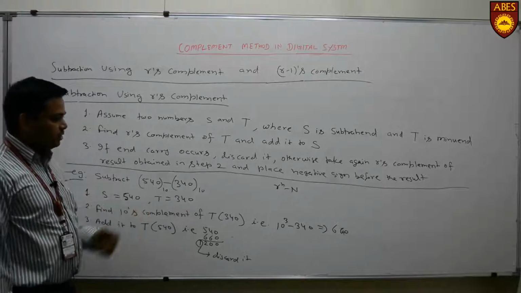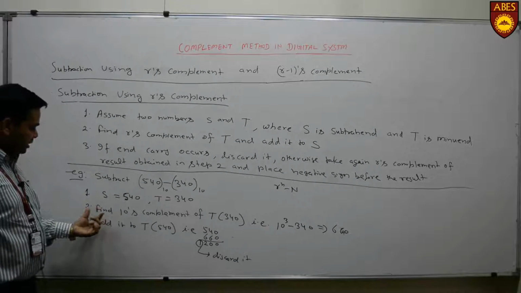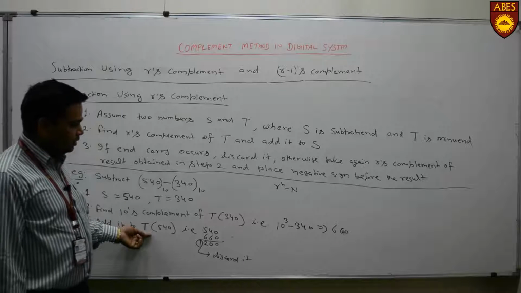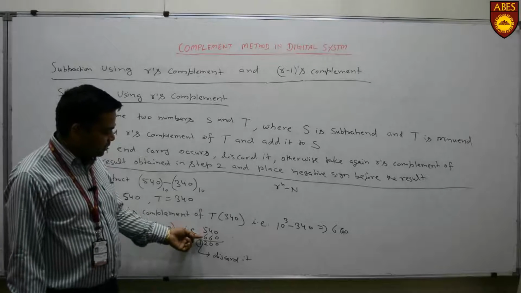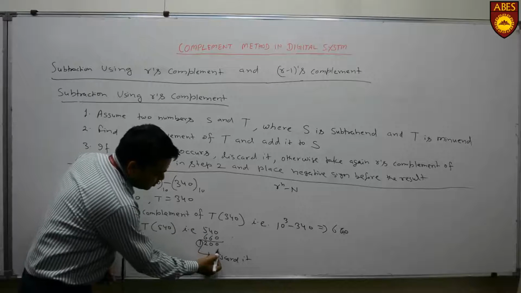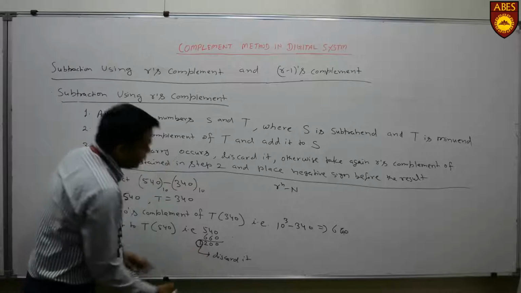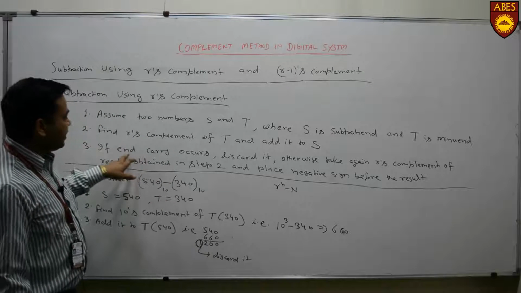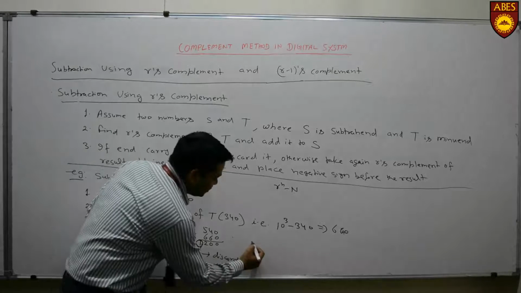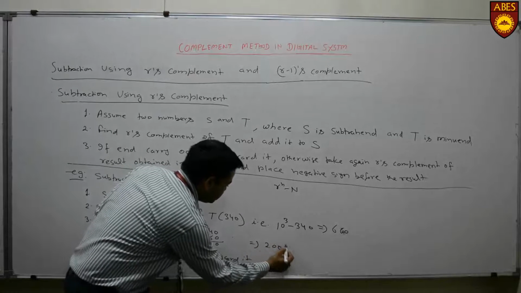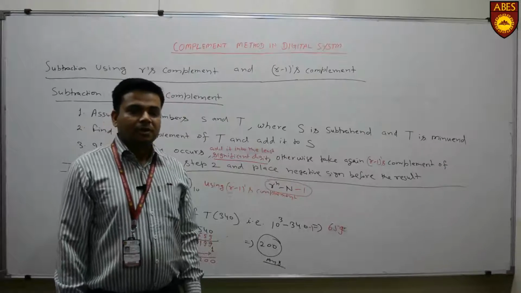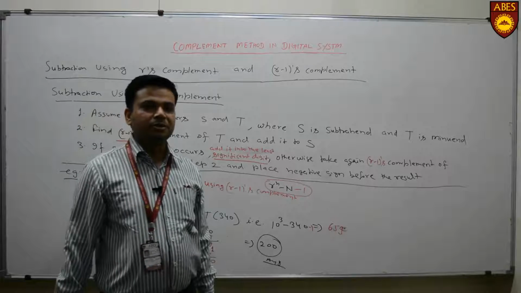After obtaining the result of step 2, add this result to s, that is 540 plus 660, and this comes to 1200. 1 is the carry. According to the rule, if an end carry occurs, then discard it. We have to discard this end carry, and the final result will be 200. That is the answer.